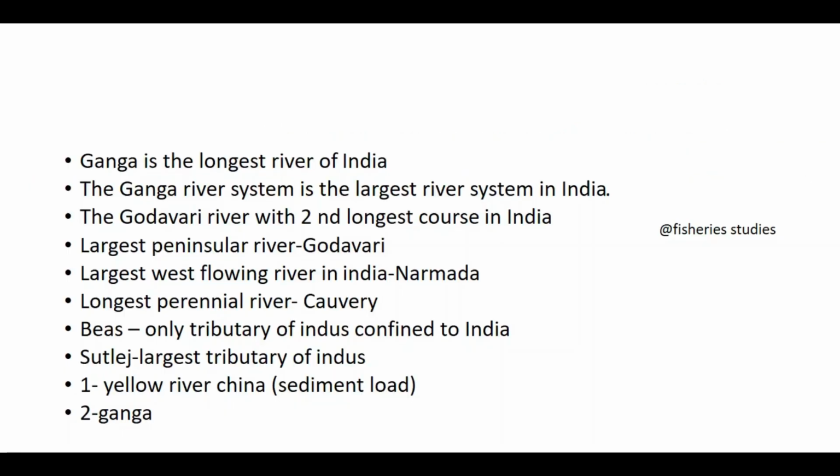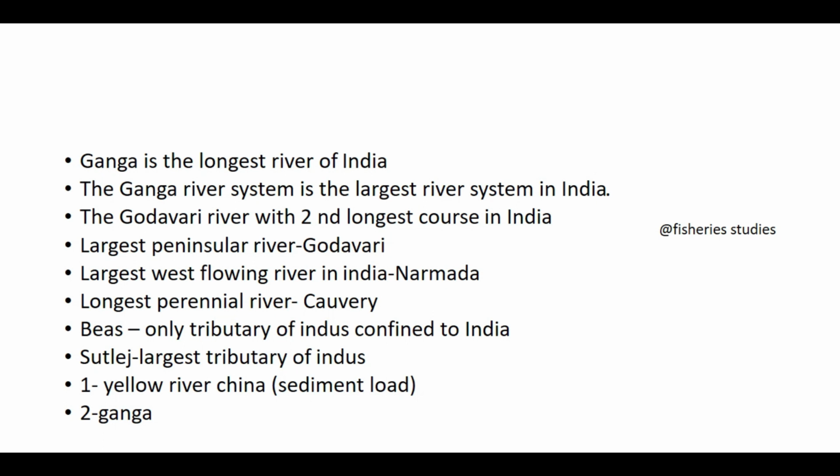Most probable questions from this chapter are the largest river or tributary, rivers and their sources or their catchment area, or the dam on which the river is built. We will see here some of the largest rivers and their tributaries. Ganga is the longest river of India and the Ganga river system is the largest riverine system in India. Godavari river is the second longest course in India. Largest peninsular river is Godavari.